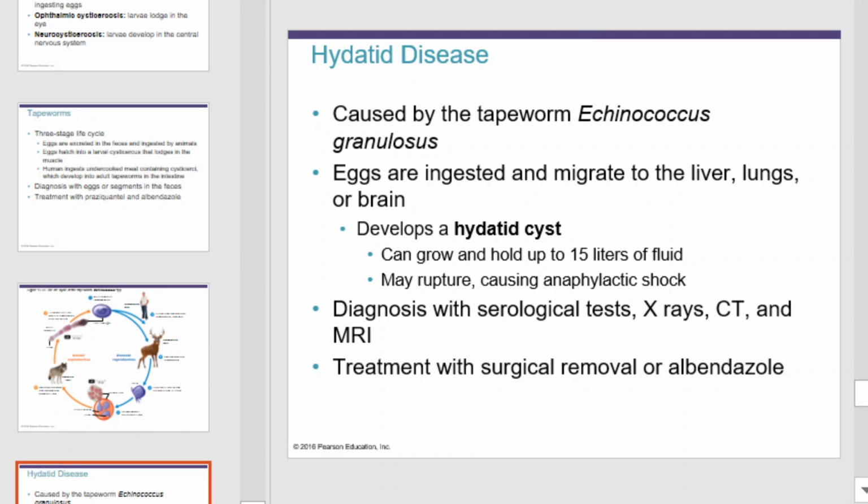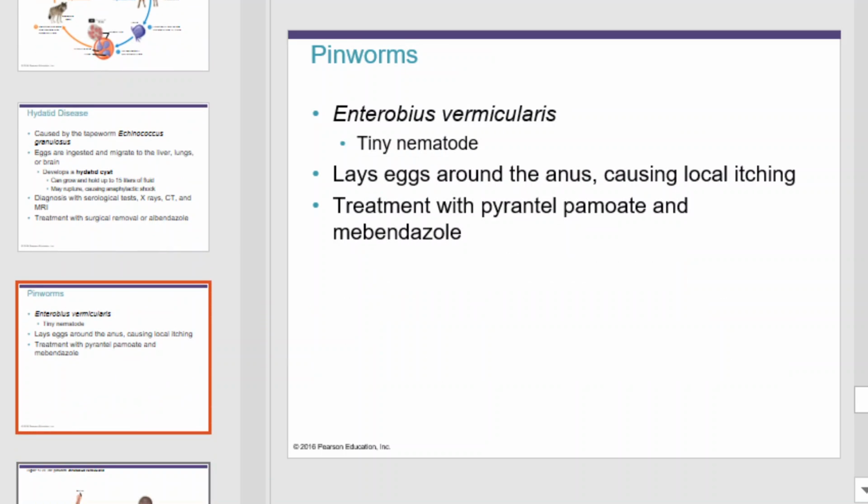Hydatid disease. This is caused by the tapeworm Echinococcus granulosus. The eggs are ingested and migrate to the liver, lungs, and brain and develop into hydatid cysts, which can grow and hold up to 15 liters of fluid. They may rupture and cause anaphylactic shock. Diagnosis is accomplished using serological tests, X-rays, CTs, and MRI. Treatment is accomplished with surgical removal and albendazole.